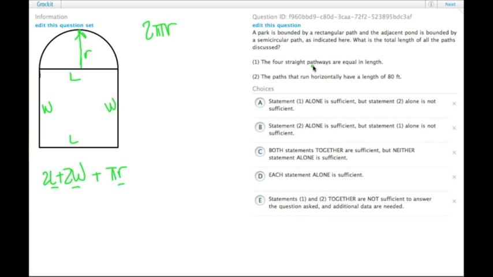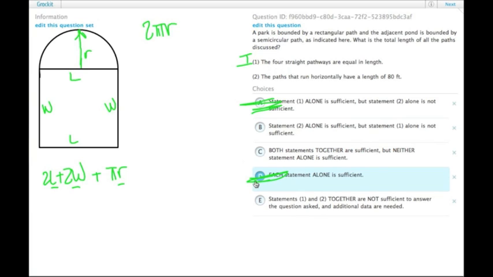Statement 1 tells us that the 4 straight pathways are equal in length. We have no numbers whatsoever, so that's not enough to give us anything, actually. So statement 1, insufficient on its own. So we get rid of A as well as D.